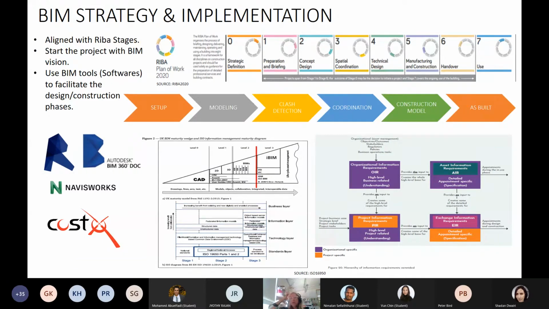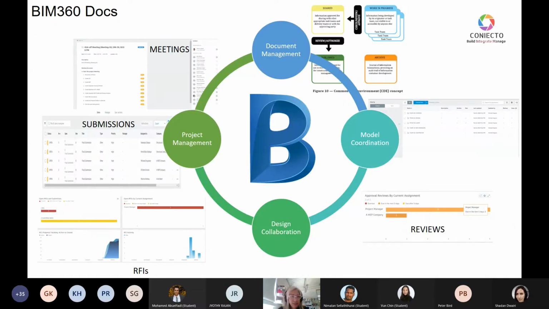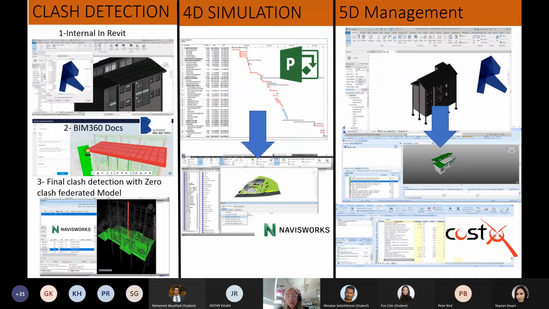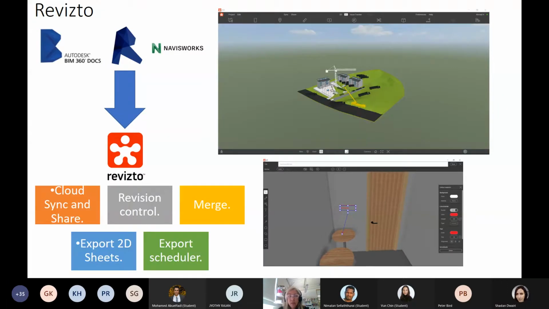Here is more BIM strategy and implementation and talking about the BIM documentation that we talked last week, but I'm sure that Shadan and Karine have been making reference to throughout the semester. BIM 360 or the CDE, explaining how it works. And then moving to clash detection, 4D simulation and 5D costing, live costing, and explaining how they work, and come up with a final video if you have done so.